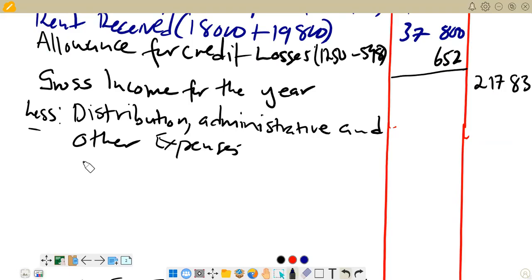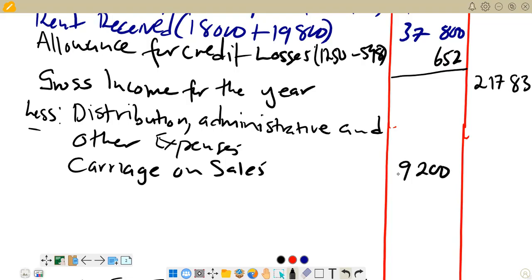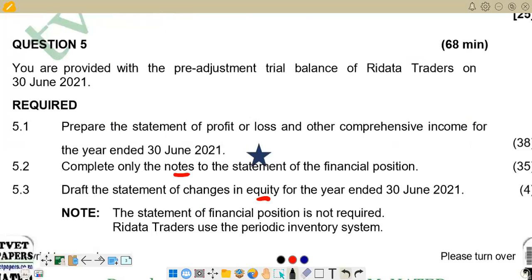We have carriage on sales, and the figure that we have is 9,200. So we're going to enter it in this section. And then we go to the next that we have in the nominal section.